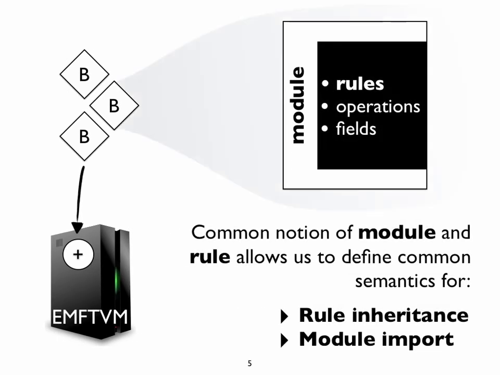Let me show you how that works. We'll start from this picture. What sits in the bytecode is an explicit notion of module, that much is clear, but also an explicit notion of rule. And it's these two explicit notions that allow us to define common semantics for rule inheritance and module import. We can use the metadata that we have in the bytecode about modules and rules to define how rule inheritance has to work and how module import works. I mention them both because they interact with each other, as we can see later on.